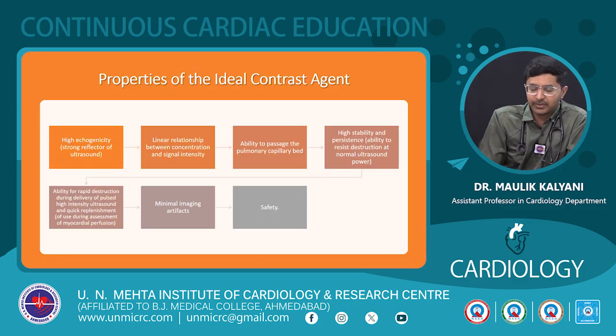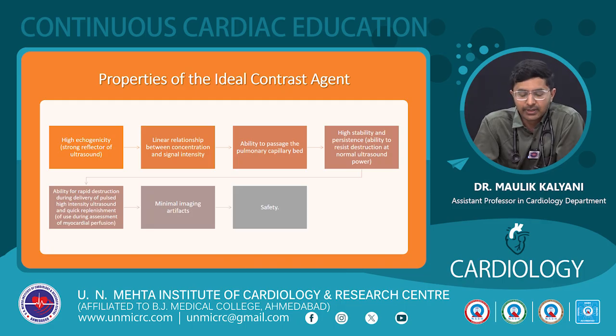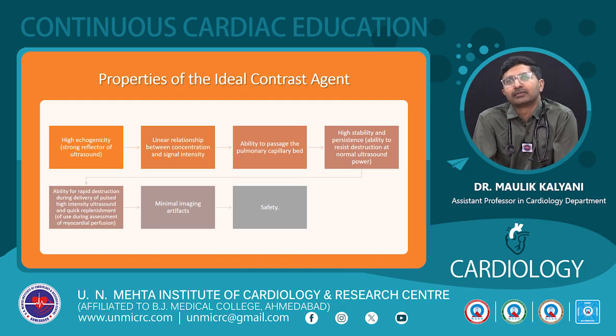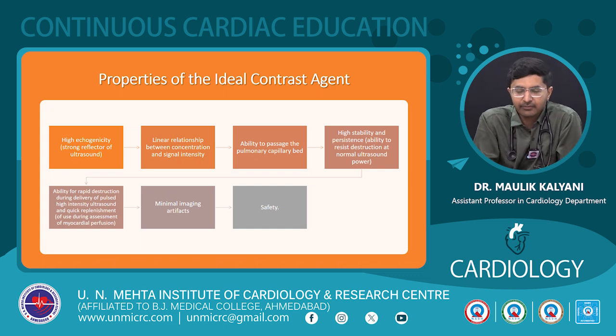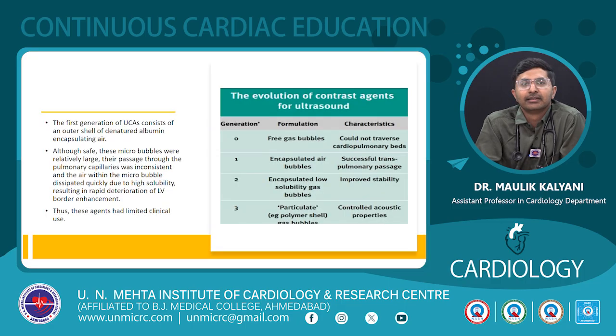So, properties of the ideal contrast agent. First, it has to have high echogenicity. Second is a linear relationship between the concentration and the intensity of the signal, and the ability to pass through the pulmonary capillary bed, because we want to evaluate the left-sided structures. Next is stability and persistence, and the ability for rapid destruction for perfusion imaging, which we'll see in the next slides, and fewer artifacts and safety.